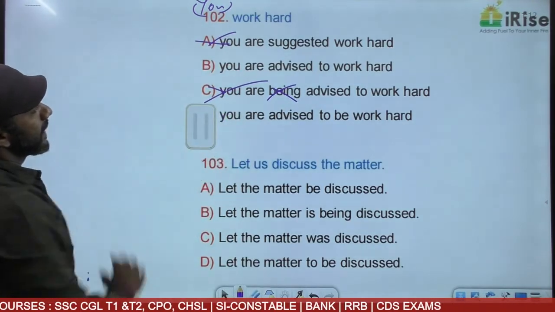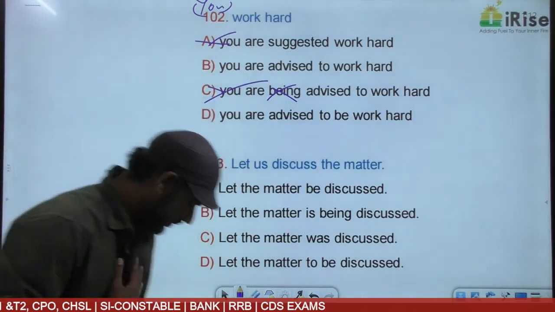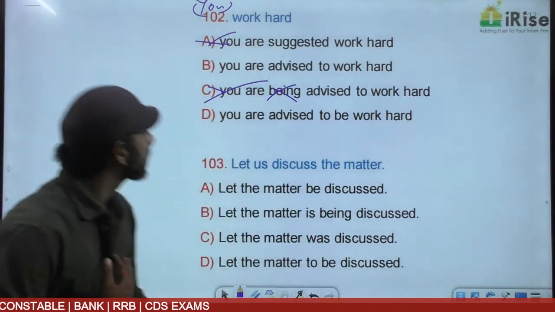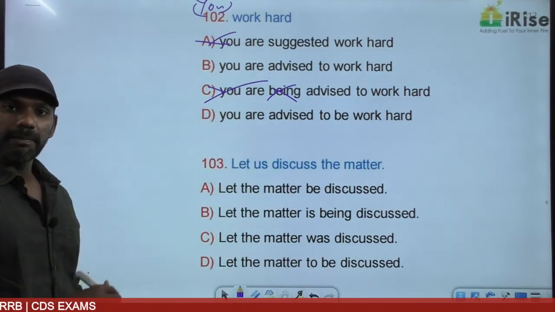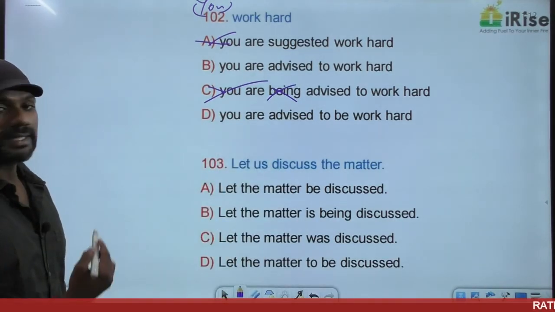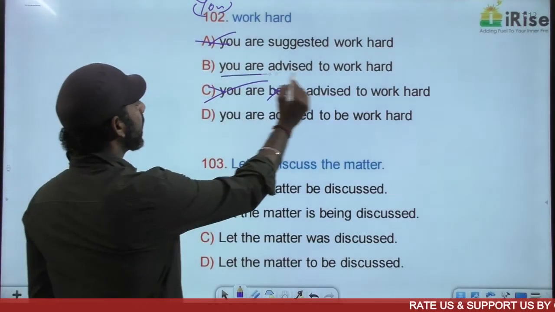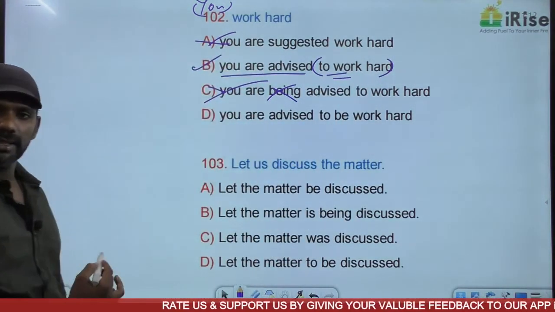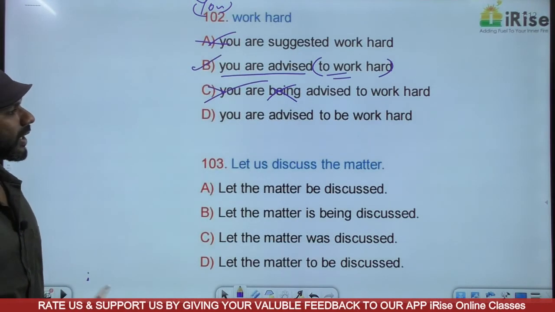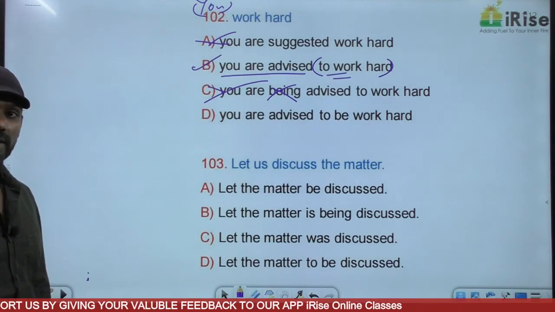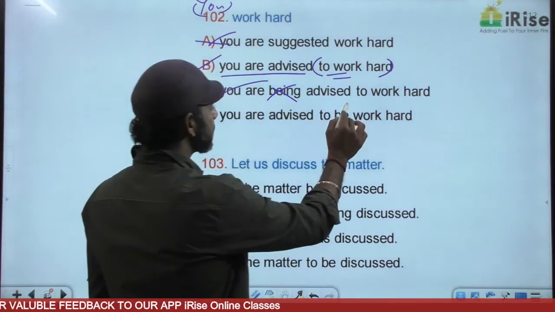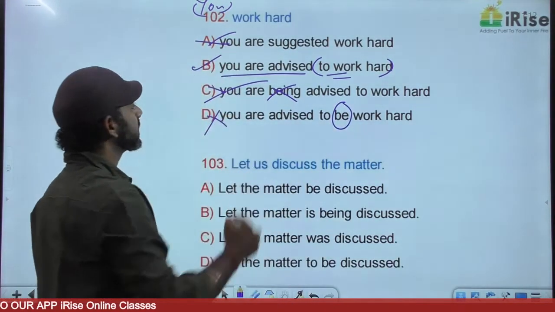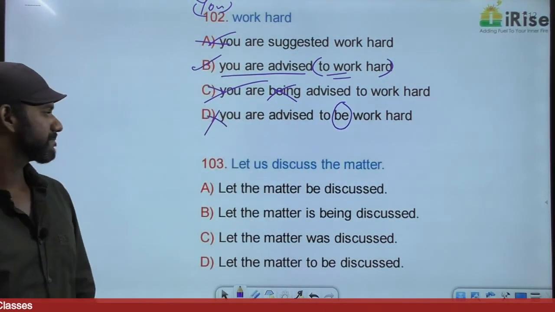Come to B. You are advised to work hard. You are advised plus to work hard is an infinitive, must be considered. Come to D. You are advised to be work hard. What is extra here? Be is extra here, which is not there in the structure. Eliminated. The answer must be option B.